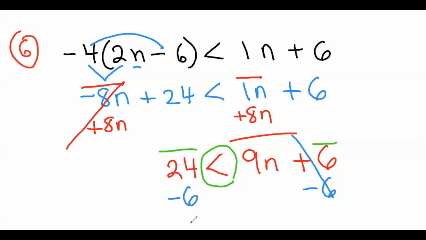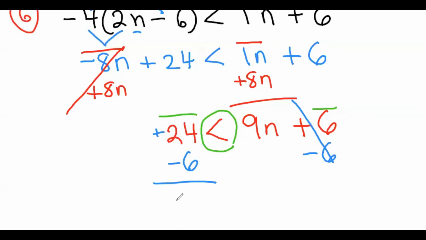Cross that out. Now, we have our adding and subtraction rules that says that when the signs are different, this is a +24 since there's nothing there. We know that that's going to be a +18. And then we have the greater than symbol, and then we have the 9, and then we have the n.